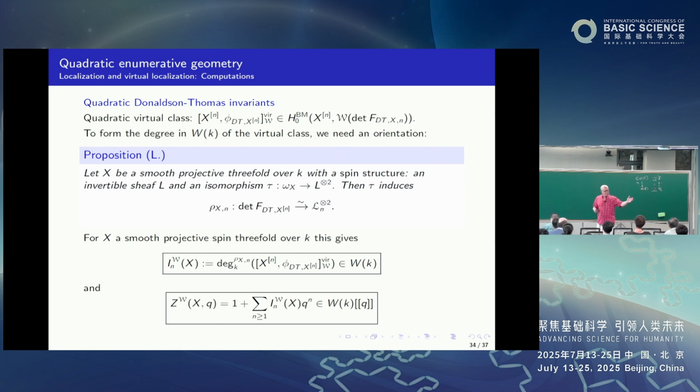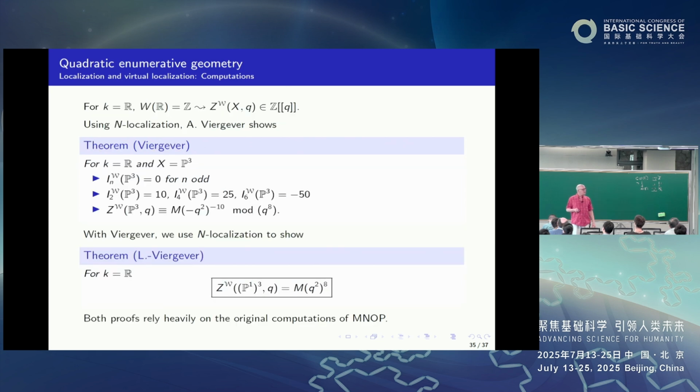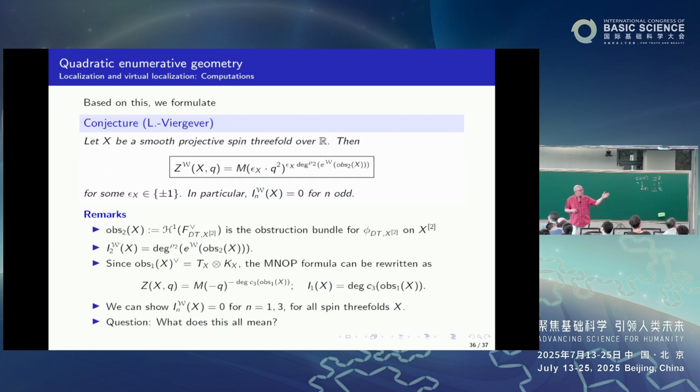So we'll finish with this. You get an orientation, you get a degree, you get a generating function, and we have two computations due to my student Anneloes Viergever. She looked at the case of P3 and could show that all the odd invariants vanish, and she computed the first three even invariants and got a formula, at least for those invariants, that agrees in form with the MNOP formula. And then together, we looked at the case of P1 cubed and actually got the full formula. Finally, we conjecture that something like this works in general.